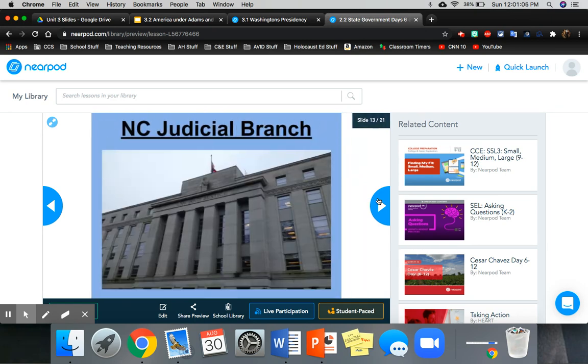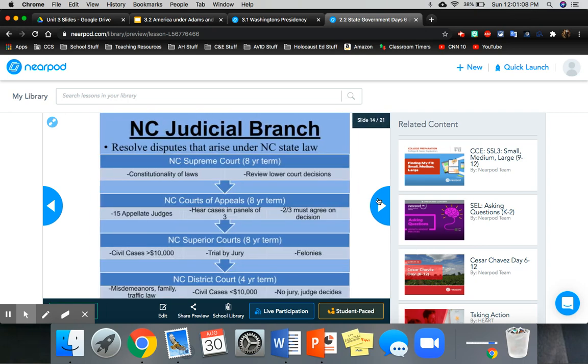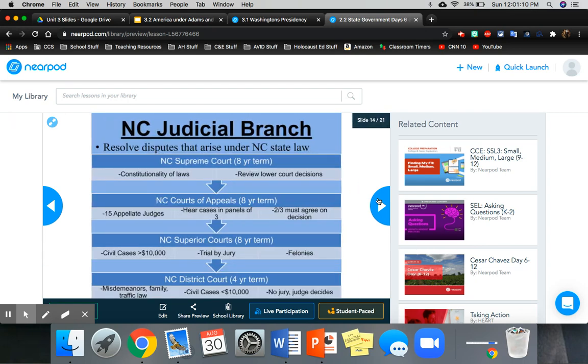All right, our last branch is the judicial branch of the state of North Carolina. This goes in sequential order here. At the top of North Carolina's judicial branch is the Supreme Court. You can see here that they have terms. Important to note that unlike the federal level, North Carolina judges are elected, not appointed. So every 8 years there are Supreme Court races.